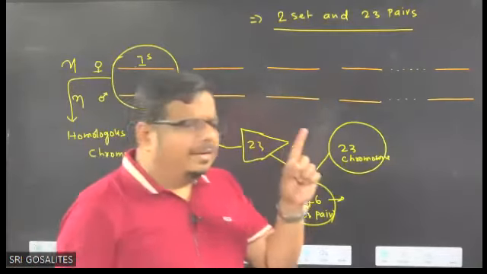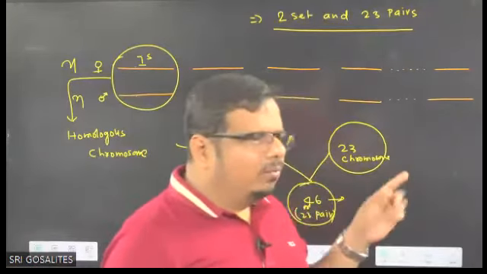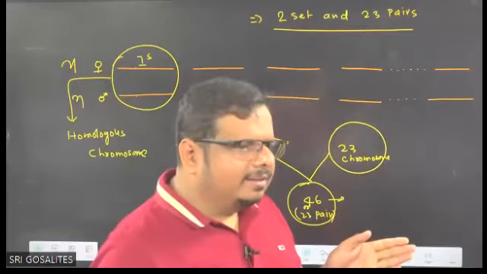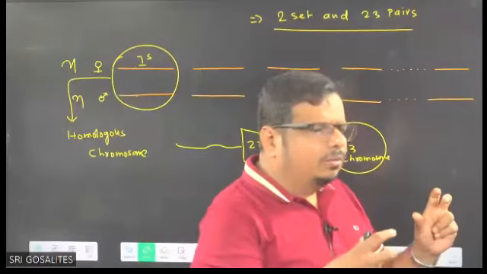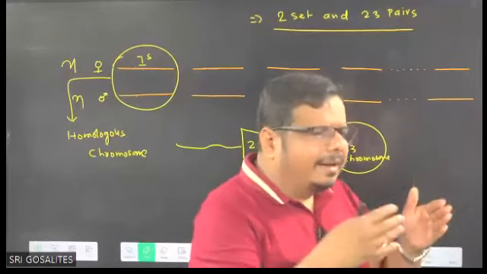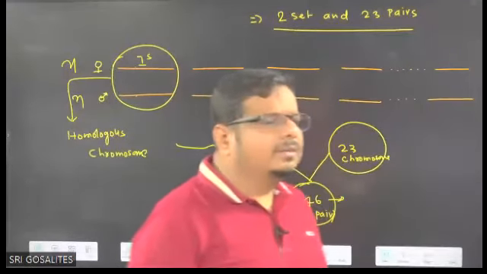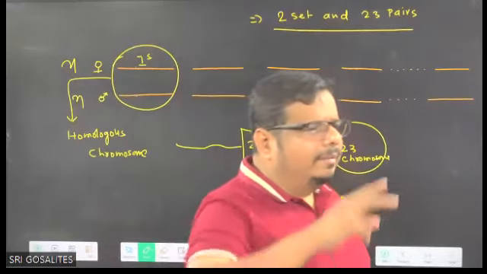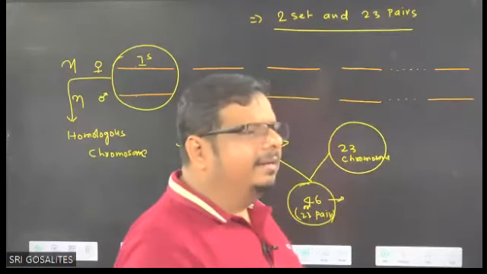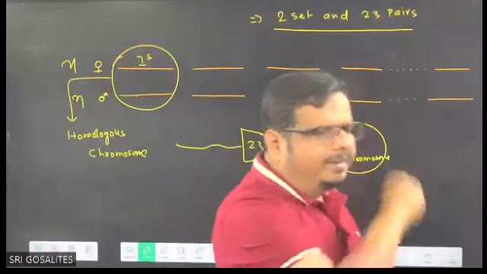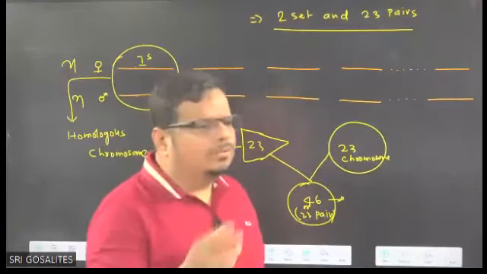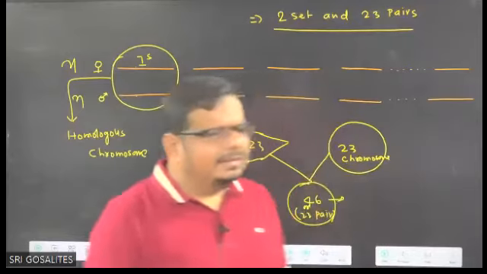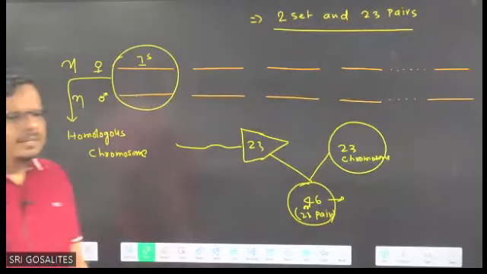Each set is contributed by one parent. One set came from the mother's side in the egg. Another set came from the father's side through a sperm. And when the egg and the sperm unite, formation of the zygote occurs. It becomes N plus N equal to what? 2N. Clear? Is it clear in the mind? Is it all right? Okay.